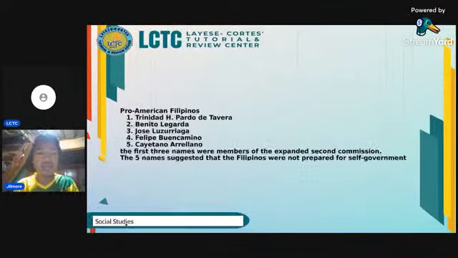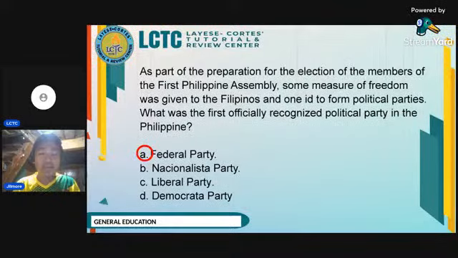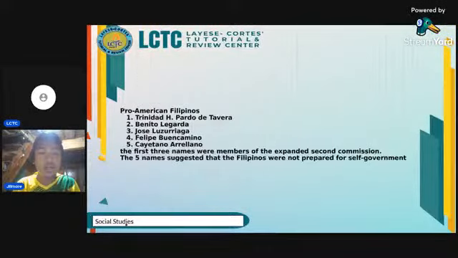Okay. By the way, the founder of the Federal Party was Trinidad H. Pardo de Tavera. Okay. Founder of the Federal Party, Trinidad H. Pardo de Tavera. The first officially recognized political party in the Philippines, Federal Party. It advocates that the Philippines be one of the states of America.